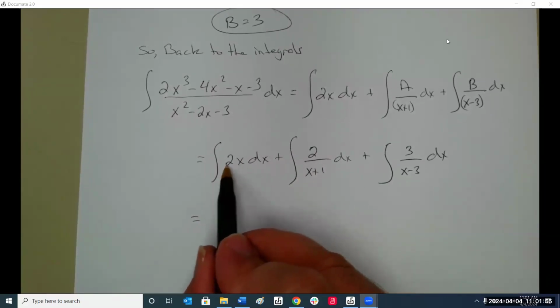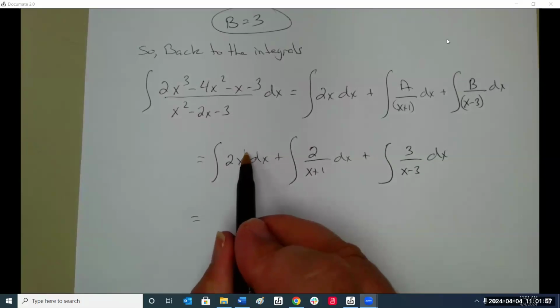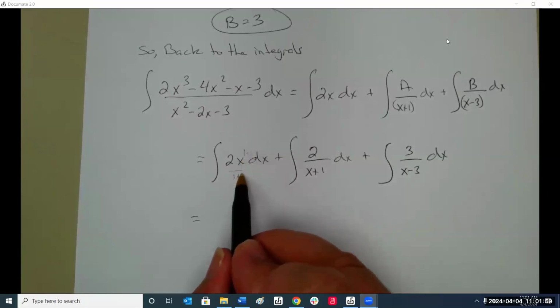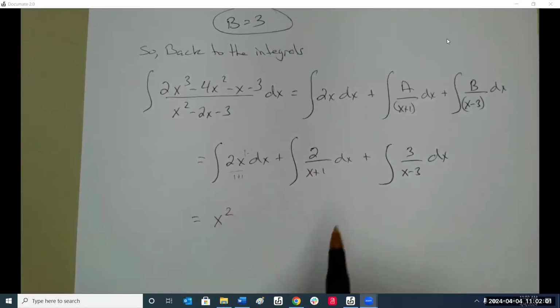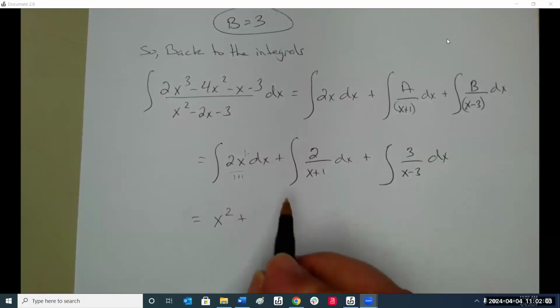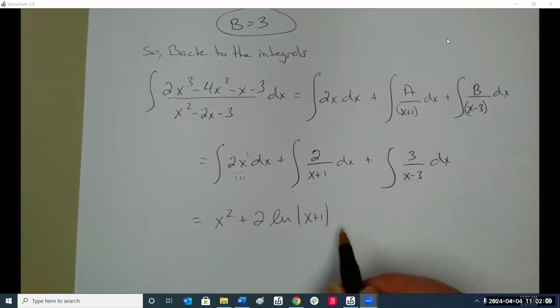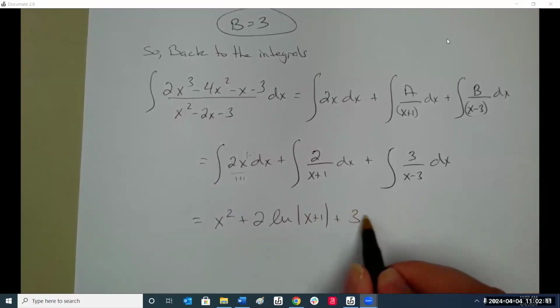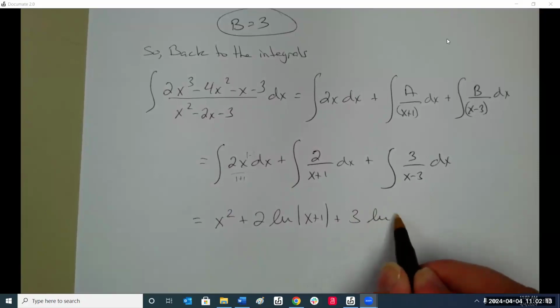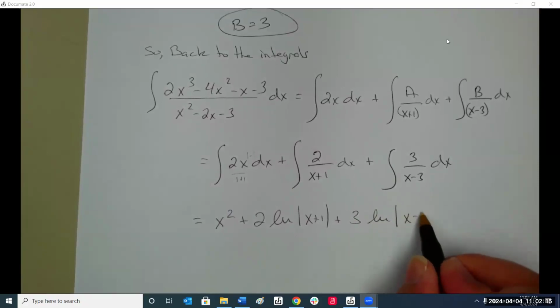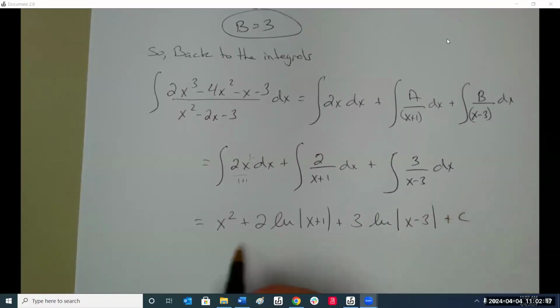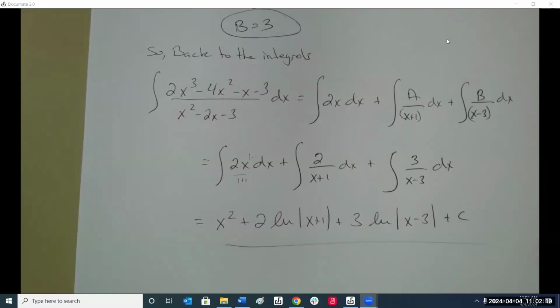So the integral of x is add 1 to the top and then bottom, so it becomes x squared. And this becomes 2 ln x plus 1, plus 3 ln x minus 3, plus c. And there's my answer.